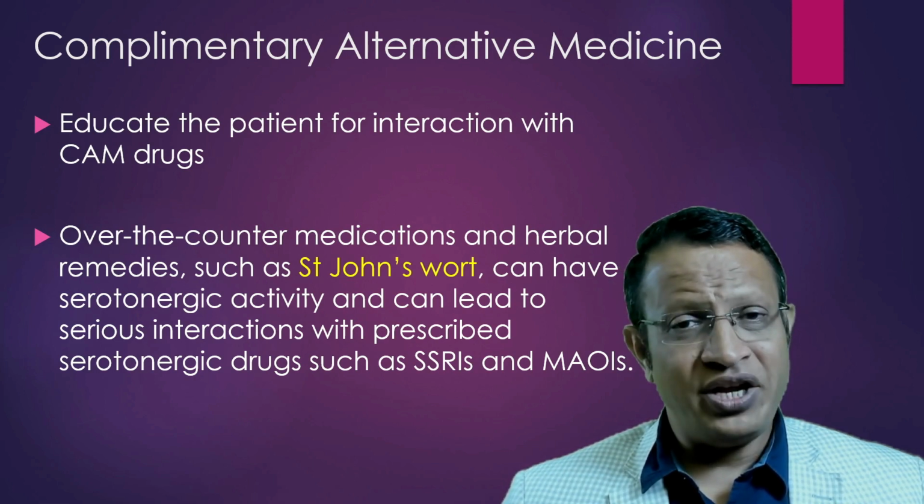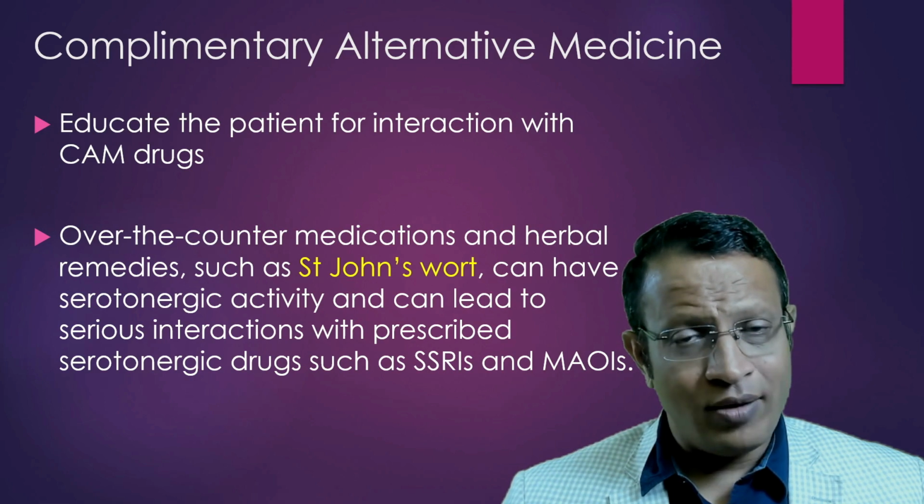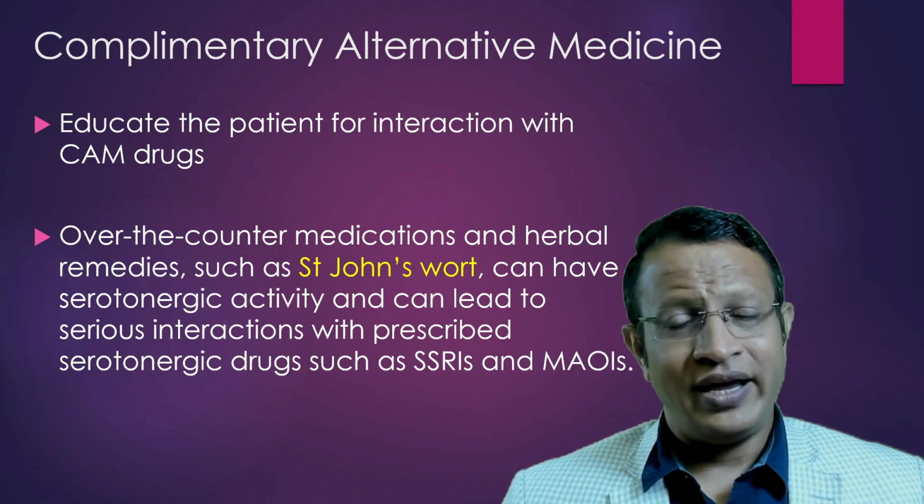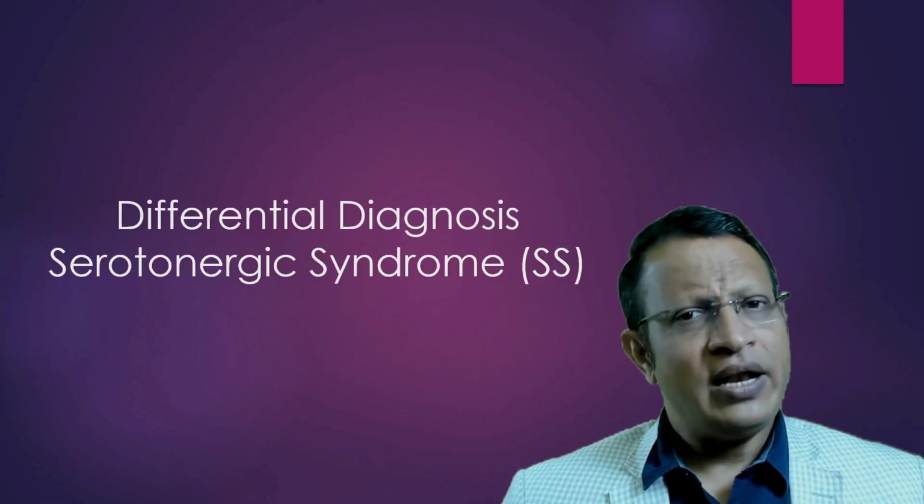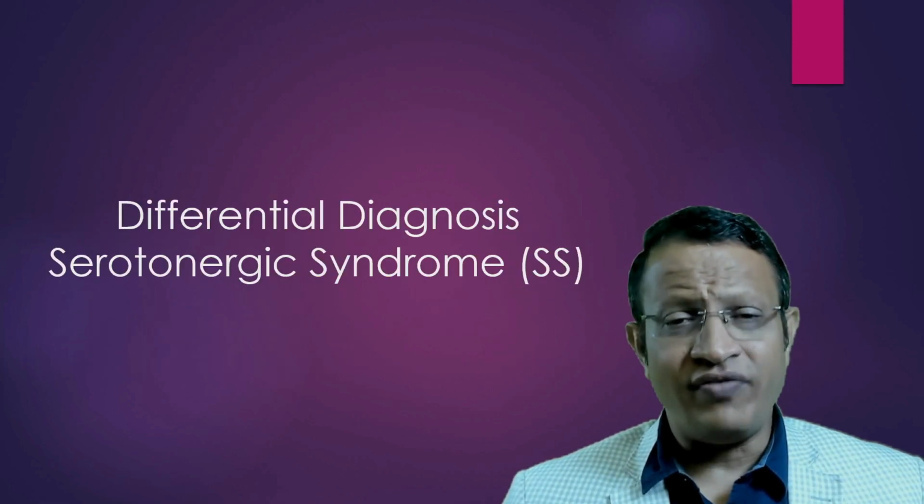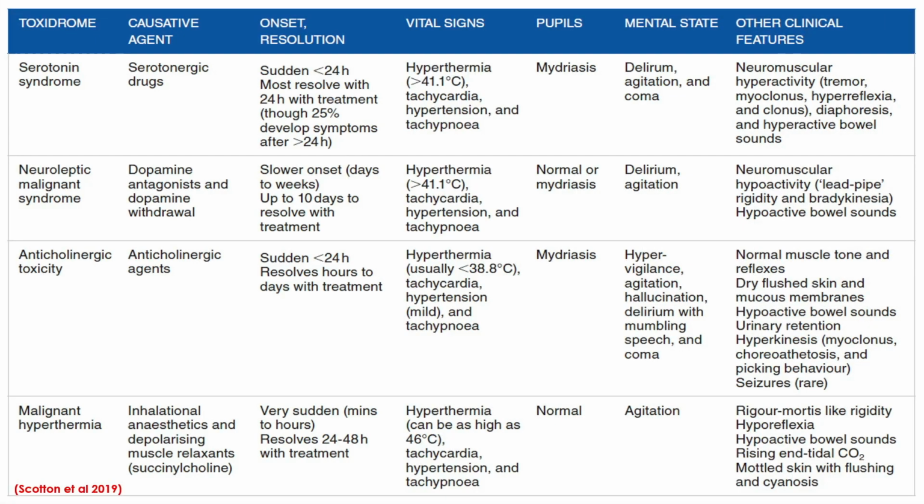Further, combination of SSRI and monoamine oxidase inhibitors is a fertile soil for serotonin syndrome. Let's look into the differential diagnosis of serotonergic syndrome. This is the table of differential diagnosis. You can see there are 5 different rows.